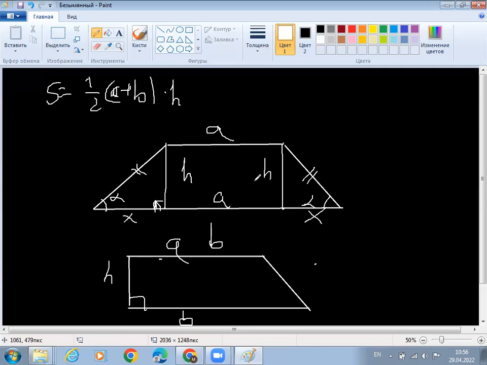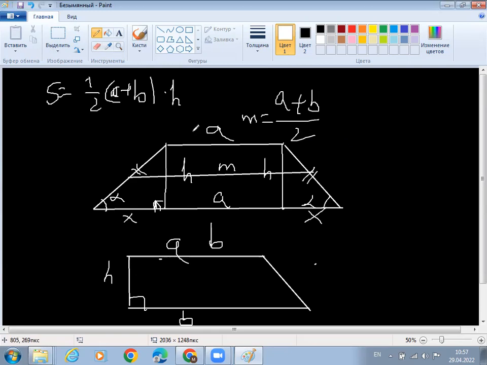In a trapezium, we also have the mean line, which is A plus B divided by 2. So this mean line M is equal to A plus B divided by 2. In a triangle, it is A divided by 2. In a trapezium, it is A plus B divided by 2.